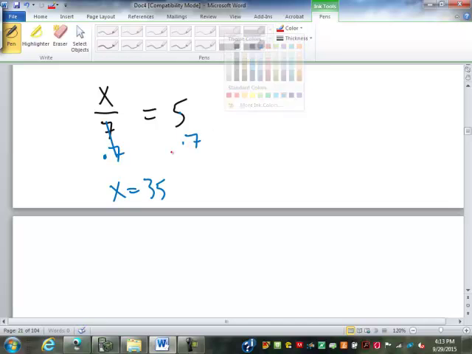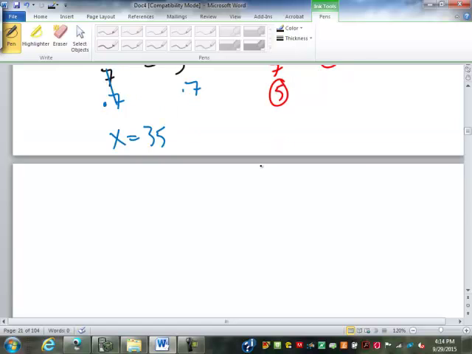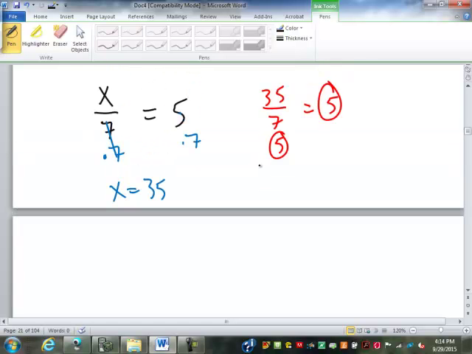Now, as always, we can substitute back in. If x is 35, does 35 divided by 7 equal 5? Well, it sure does. The other way we could interpret that is, instead of x divided by 7, we can interpret it as 1/7 times x, or 1/7 x.